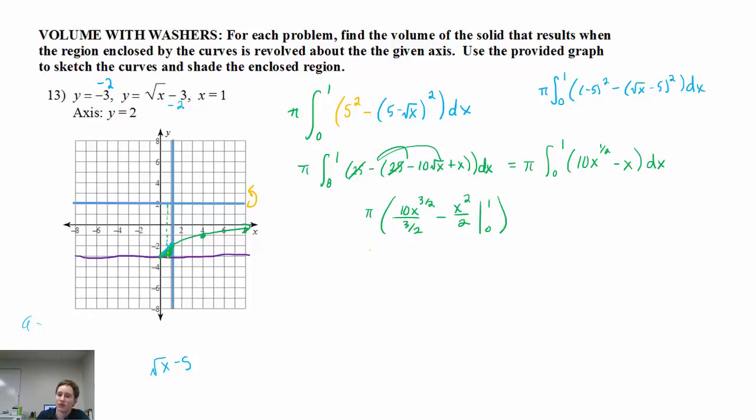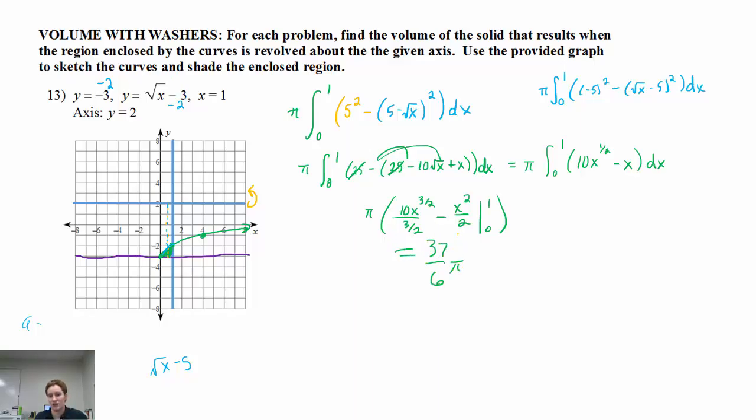We're going to plug in 1 and 0. If you plug in 1, which should be pretty easy, the 0 part of that doesn't really matter since it's 0, you should end up with 37/6 pi.